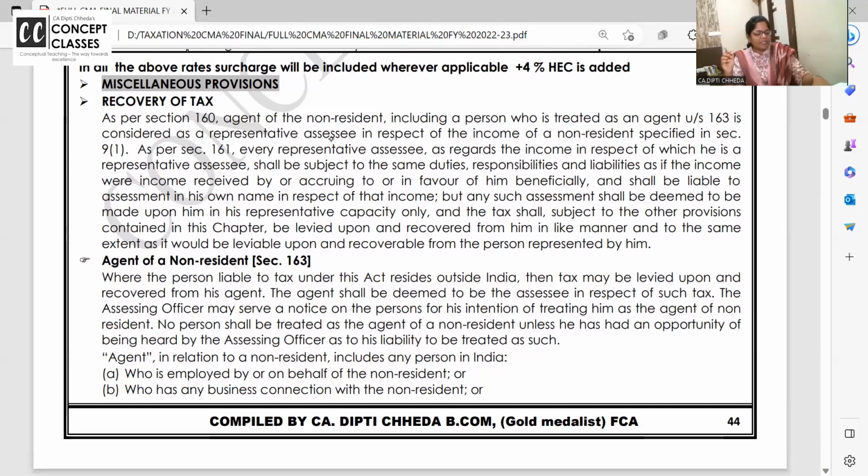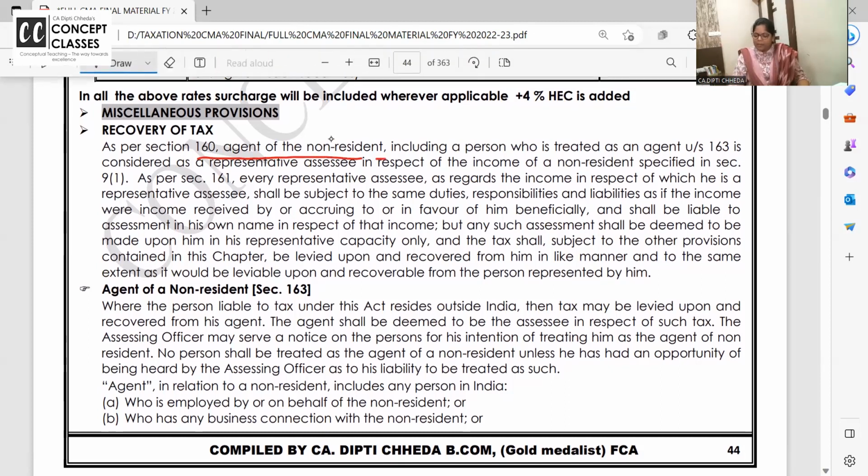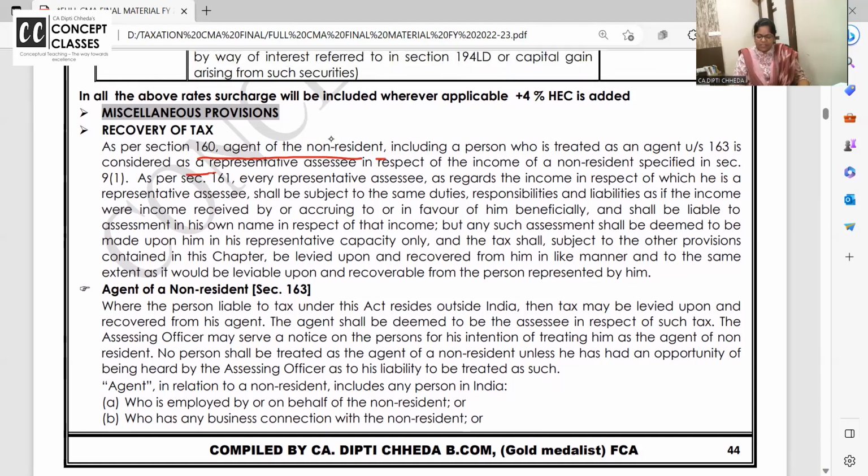Main rates of TDS you remember, otherwise no problem. ठीक है? Recovery of the tax. As per section 160, agent of a non-resident, including a person who is treated as agent, is considered as representative assessee. Non-resident का जो इंडिया में agent है जिसके थ्रू वो purchase sale कर रहे हैं, we can recover the tax from him. Okay, right.